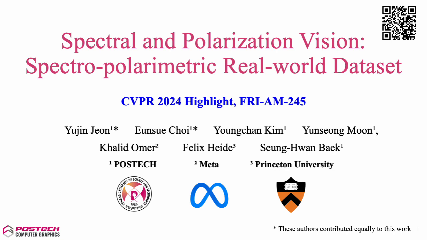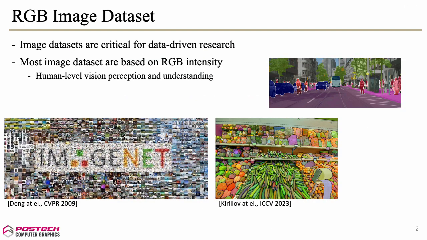Spectral and Polarization Vision, Spectro-polarimetric Real-World Dataset. Large image datasets have driven the success of data-driven research in computer vision. However, they rely solely on RGB intensities, simulating human-level vision perception and understanding.